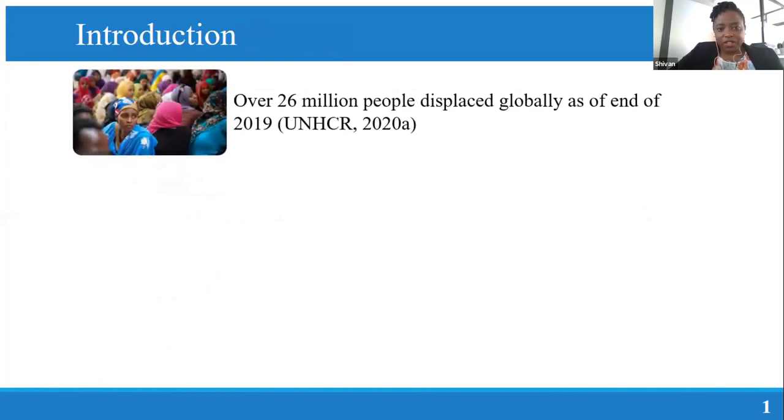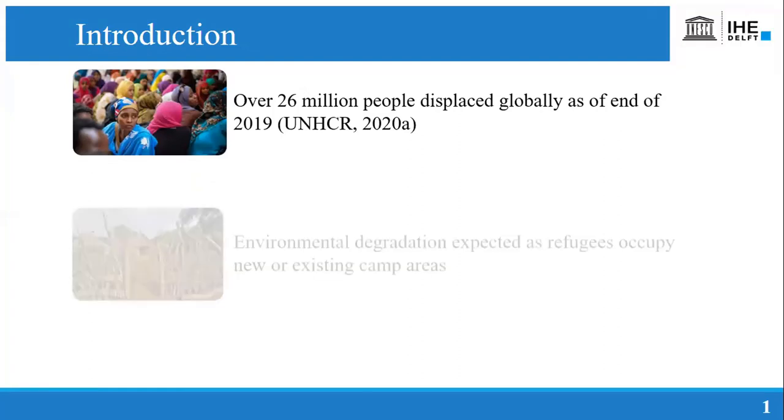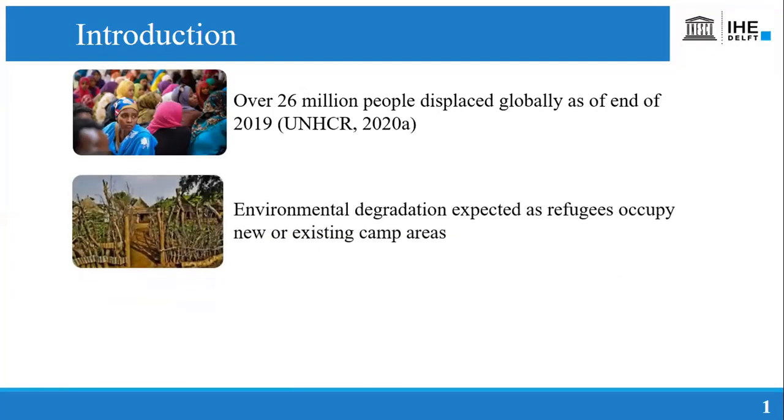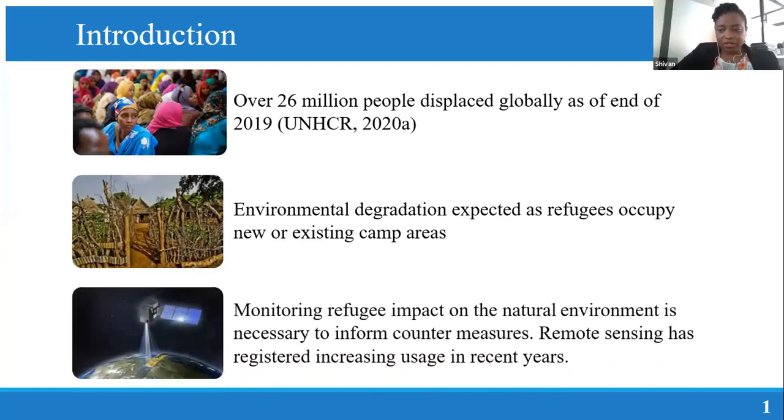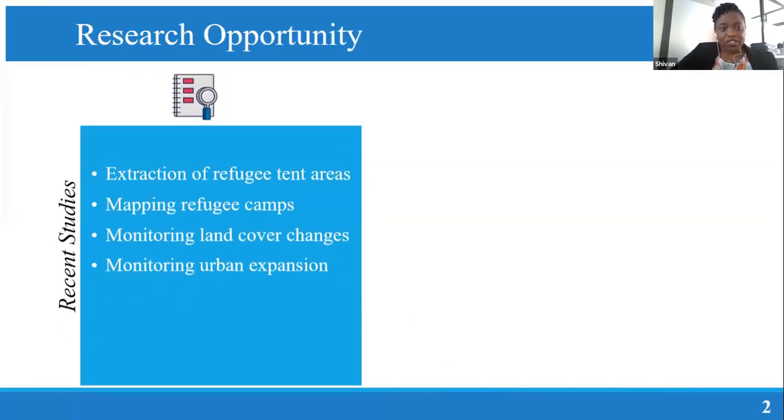Over 26 million people have been displaced globally as of end of 2019. This is according to UNHCR. And environmental degradation is expected, of course, as refugees occupy new or existing camp areas. Monitoring refugee impact on the natural environment is necessary to inform countermeasures. And remote sensing has registered increasing usage in recent years in this field of refugees.